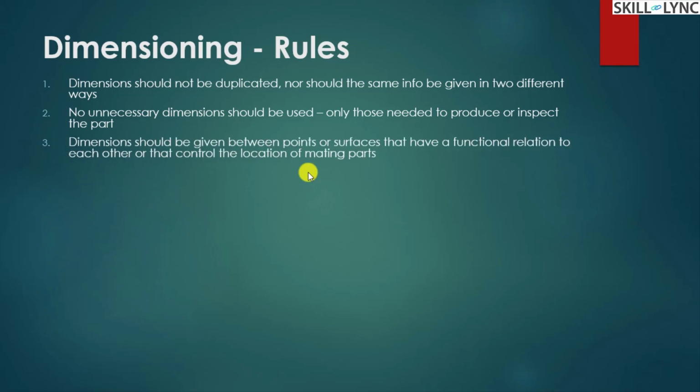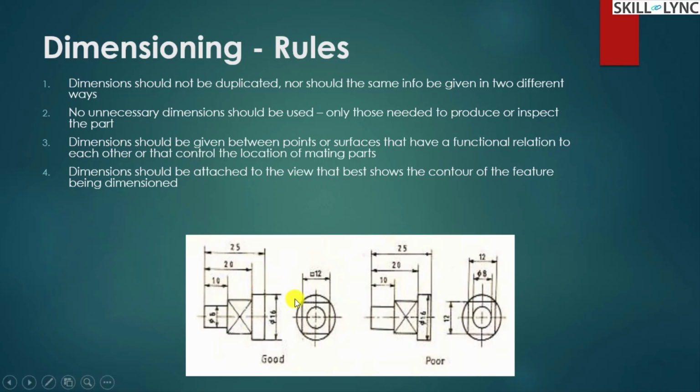Next, the dimension should be given between points or surfaces that have a functional relation to each other. This comes along with point 2. It means that only those dimensions needed for functional references have to be used. Next, dimensions always have to be attached only to those views that can describe the feature better. Suppose you see here, there are two different views of this object, and this info, that is dia 16, has been given here, and the total length has been given here.